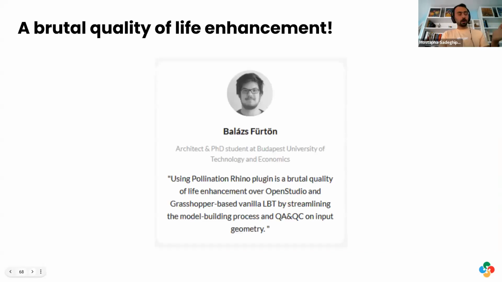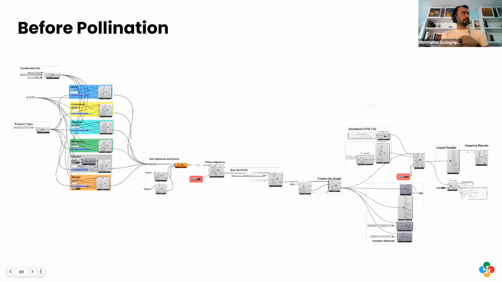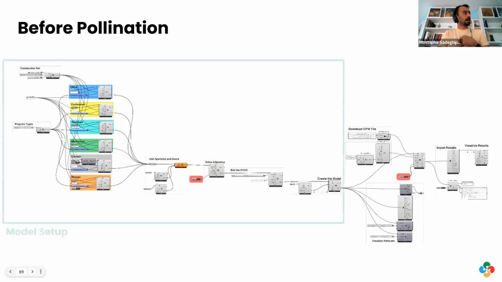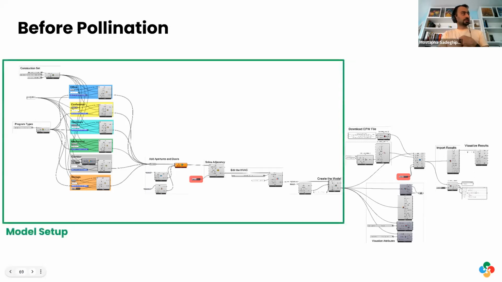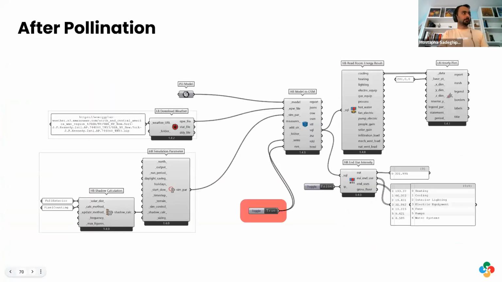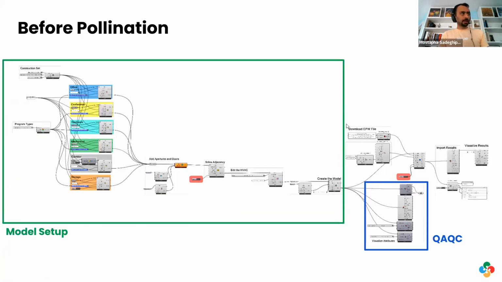Then I'm going to use, again, another testimonial that it's a brutal quality of life enhancement over OpenStudio and only using Grasshopper. And one of the things that we use the most is this is how a Grasshopper script looks like, if some people on the call haven't seen a Grasshopper script. And this part is what you do to set up the model when you bring the model from Rhino. And this part is really the part that we had to click for QA/QC, make sure things are assigned correctly, the program is correct, and all those. And oops, sorry. And this is only the part that we use for running the simulation, right?